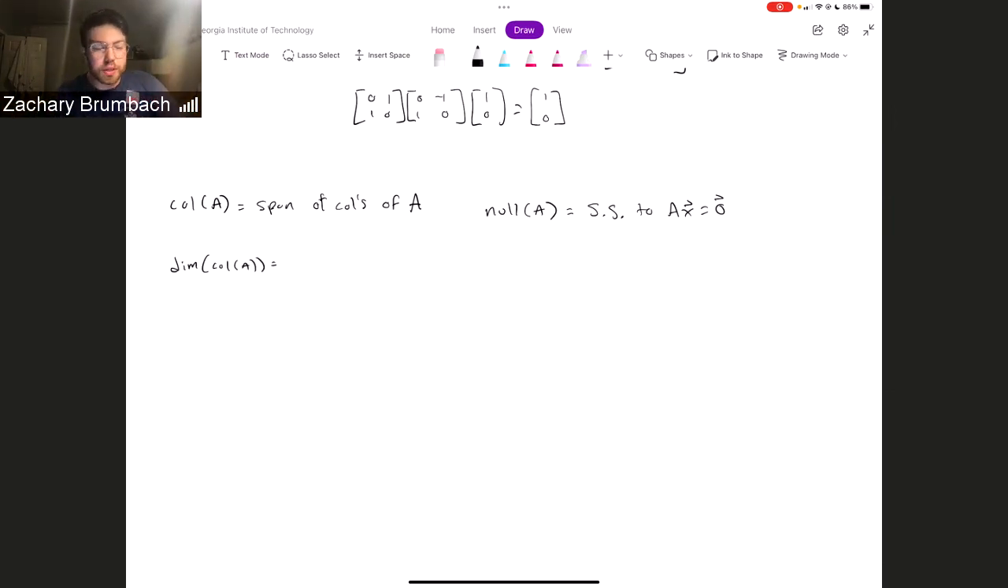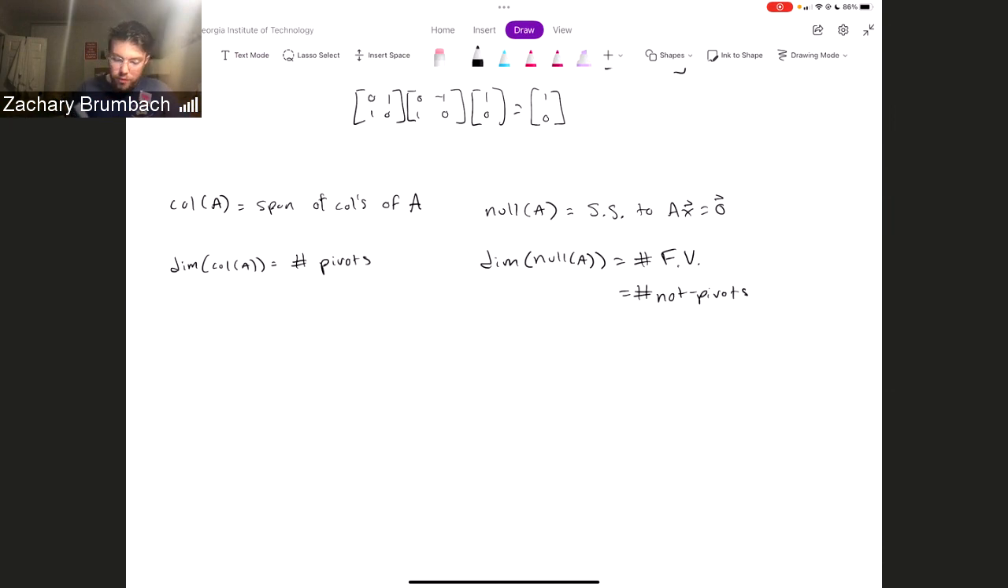So thinking back to the first exam, we talked about how the column space spanned a plane in R3, right? Where the plane was R to the number of pivots. So the dimension of this is still kind of the same idea. It is still just the number of pivots. And the dimension of null of A, conversely, is the number of free variables, or the number of not pivots. And for the dimension of the column space, it's the same thing as the number of not free variables.